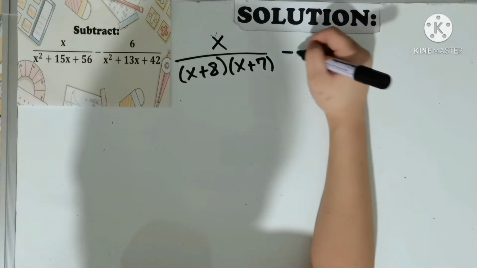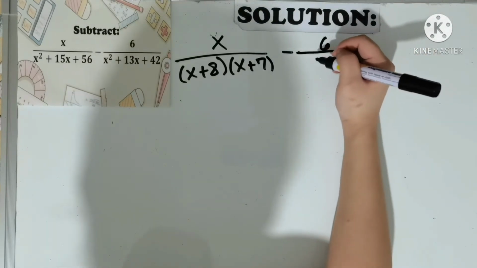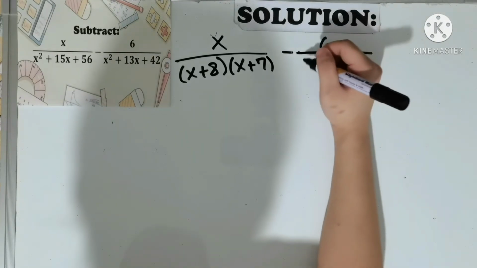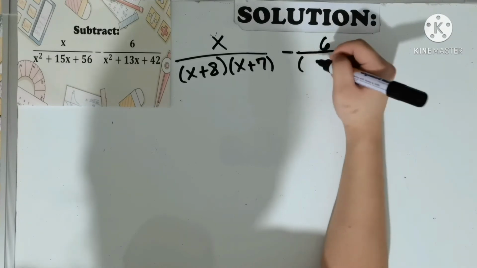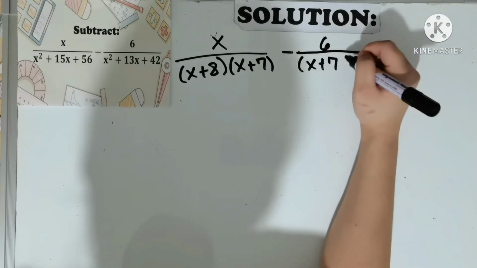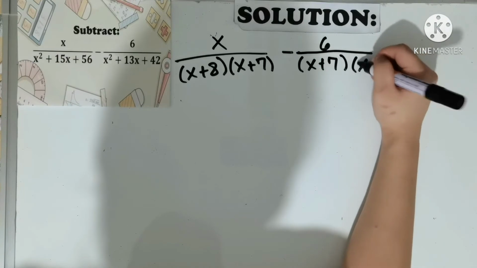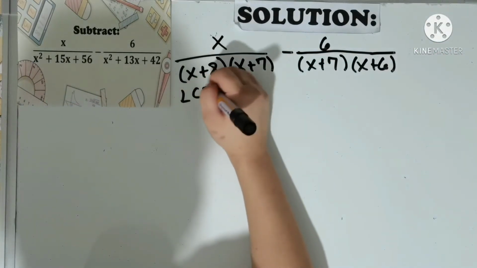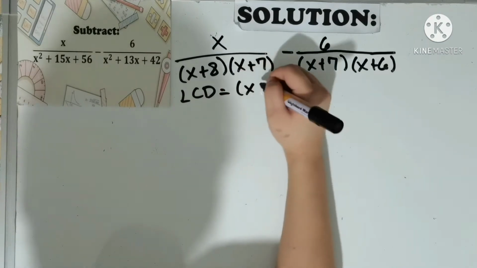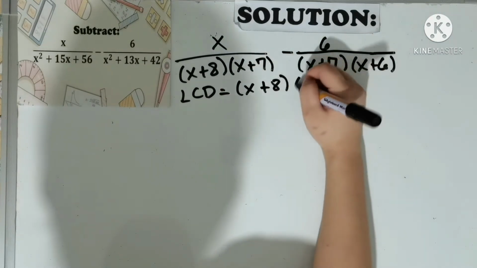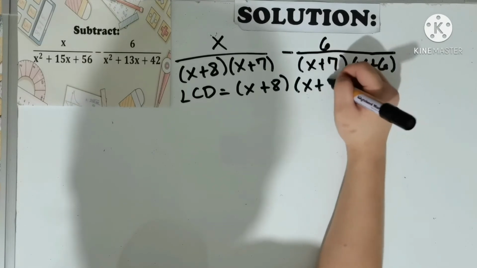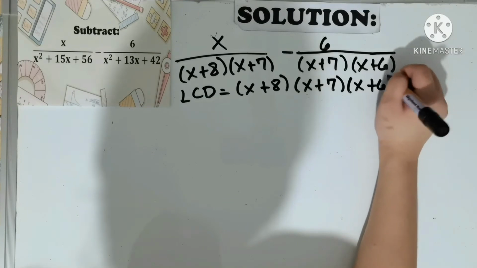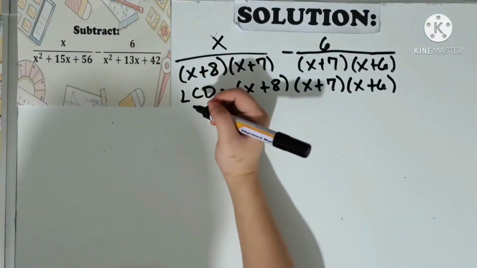minus 6 over the factors of x squared plus 13x plus 42, which is the quantity x plus 7 multiplied by the quantity x plus 6. And our LCD is equal to the quantity x plus 8 multiplied by the quantity x plus 7 multiplied by the quantity x plus 6. Now we proceed to step 3.